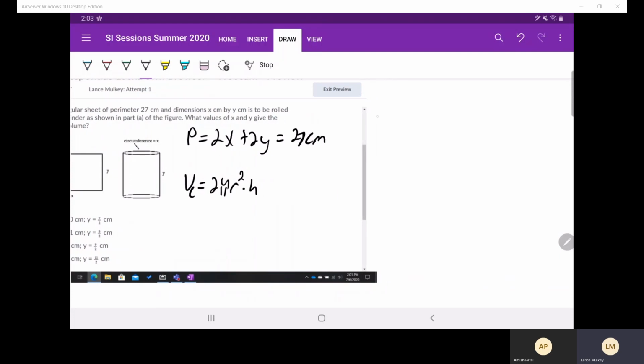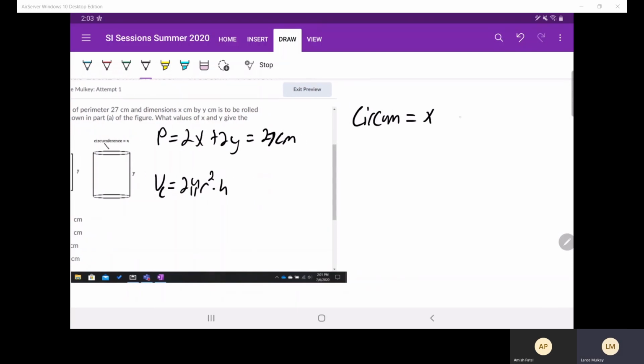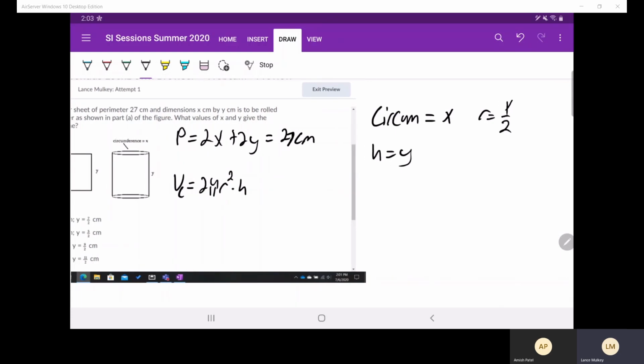So circumference equals x. It tells us right here that circumference equals x. And r equals x over 2. So we have the radius right there, r equals x over 2. And h equals y. So what we have to do is get this volume into terms of only one variable.